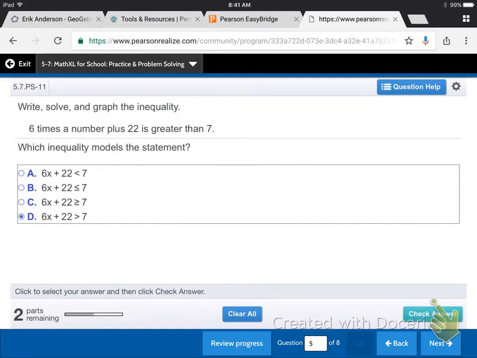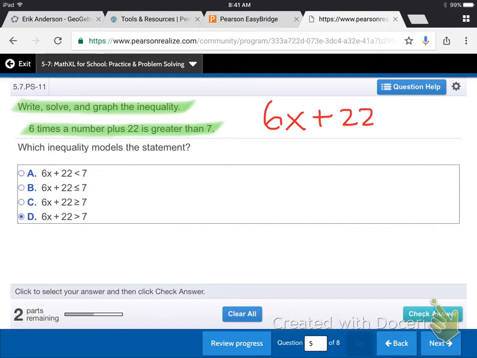Moving right along. Write, solve, and graph the inequality: 6 times a number plus 22 is greater than 7. Nothing could be easier, boys and girls. Just go straight across. So 6 times some number, use any letter you like, plus 22 is greater than 7. Which inequality models the statement? Well, clearly it is answer choice D.